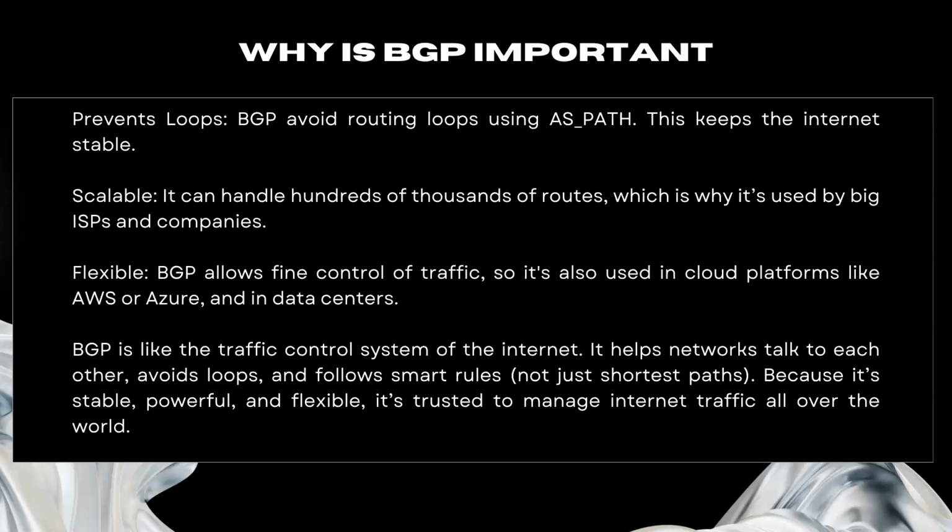data centers. In summary, BGP is like a traffic control system of the internet. It helps networks talk to each other, avoid loops, and follow smart rules, not just the shortest path, because it's stable, powerful, and flexible. It's trusted to manage internet traffic all over the world.